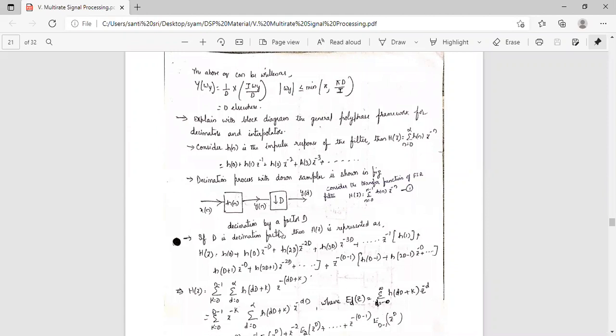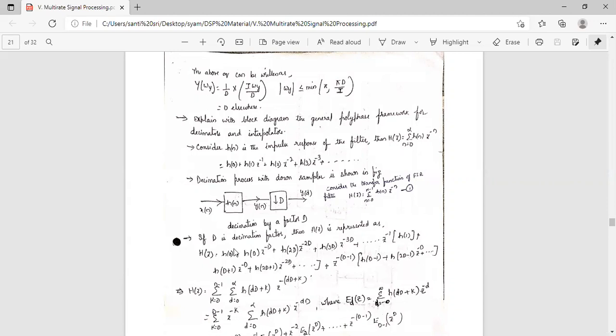So this is decimation by factor D. If D is the decimation factor, then H of z is represented as h of 0 plus h of D into z power minus D plus h of 2D into z power minus 2D plus h of 3D into z power minus 3D, plus z power minus 1 into h of 1 plus h of D plus 1 into z power minus D plus h of 2D plus 1 into z power minus 2D, plus z power minus of D minus 1 into h of D minus 1 plus h of 2D minus 1 into z power minus D, and so on.